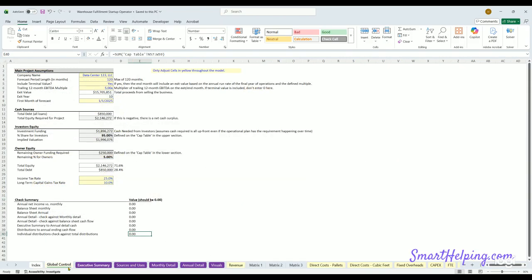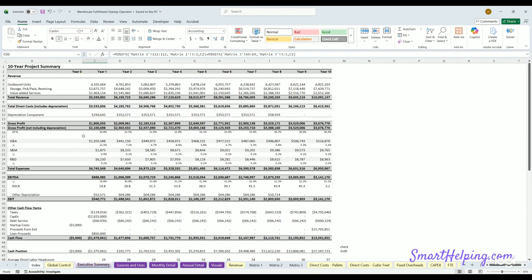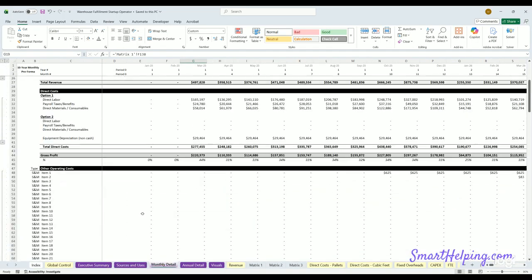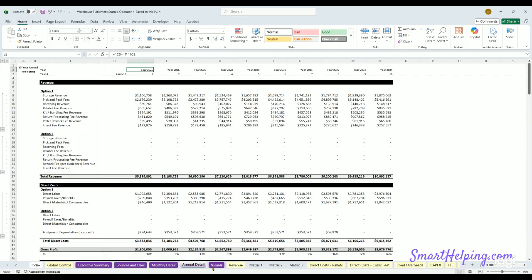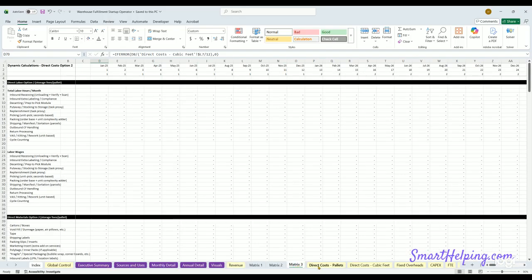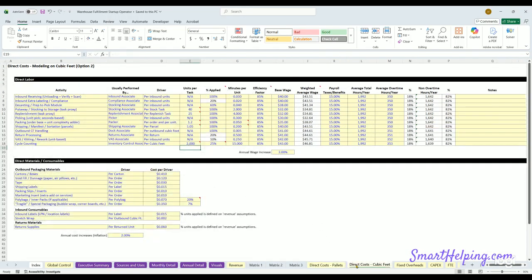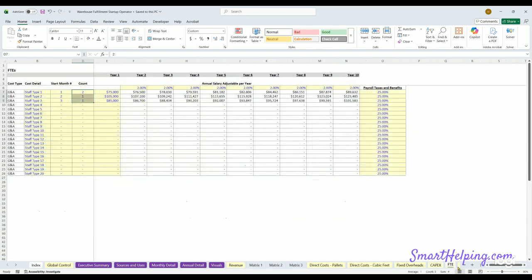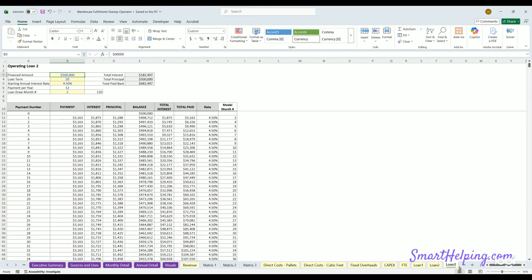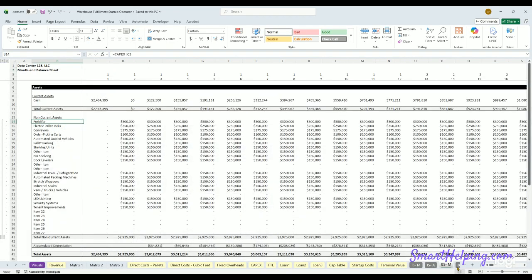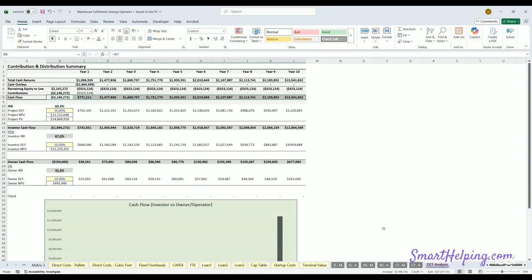So first tab's global control. This will be where you just plug in high level assumptions. Then you've got the executive summary, sources and uses, monthly detail, all the way down to cash flow. Annual detail, same as monthly, but annual. Visuals, revenue tab, three matrix tabs, all the dynamic calculations, direct costs, and we have two separate ways to do direct costs: fixed overheads, capex, full-time employees, some loan options, cap table, startup cost, terminal value, income statement, balance sheet, monthly and annual cash flow statement, monthly and annual, and discounted cash flow analysis.